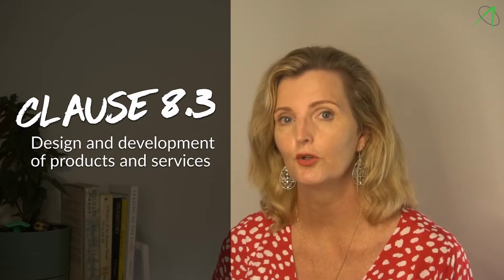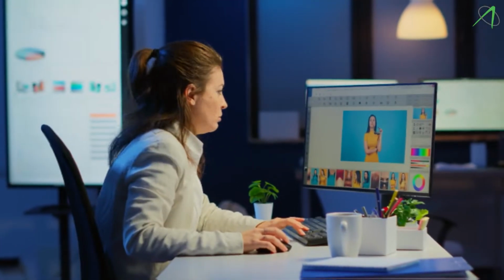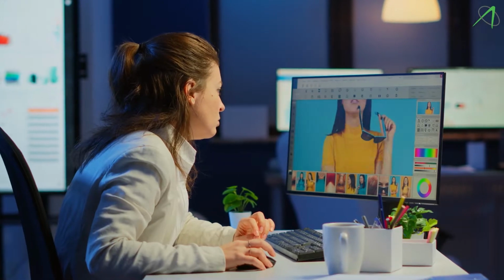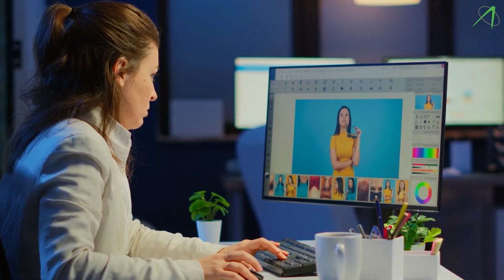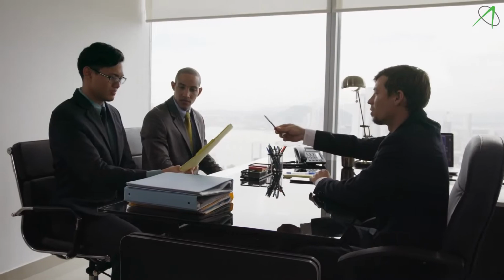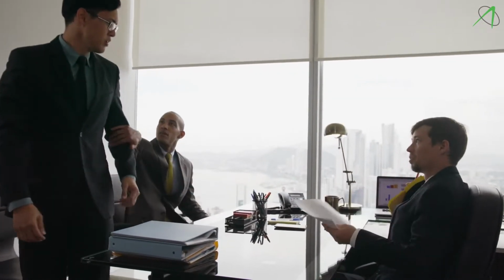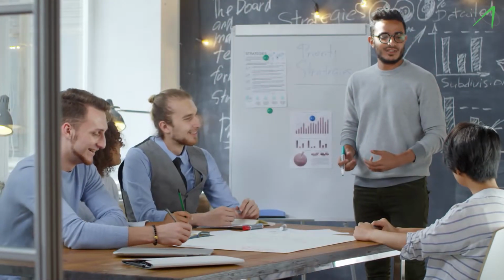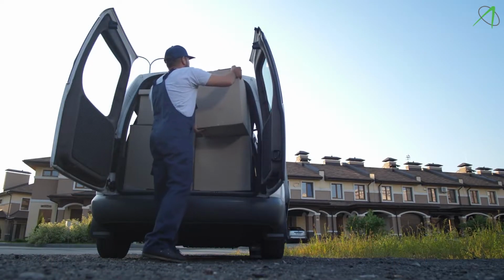If you are responsible for design and development of your product or service, then Clause 8.3, Design and Development of Products and Services, will be relevant to your business. For example, here at Auditor Training Online, we design and develop our own course content. We don't buy it off the shelf, so we would need to conform to this clause. Some businesses may find that this clause is not applicable to what they do and therefore can state this as part of their scope. Clause 8.3 then walks you through the requirements of planning, inputs, controls, outputs, and management of change, the complete cycle of design and development.